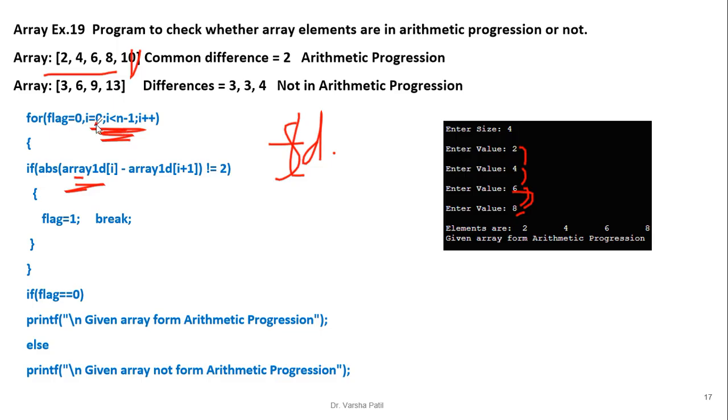So the loop starts with i equal to 0, i is less than n minus 1. That's why we are comparing i and i plus 1. That is nothing but the logic building: where to start the loop, where to end the loop, how we are comparing, and how we are writing the statement.